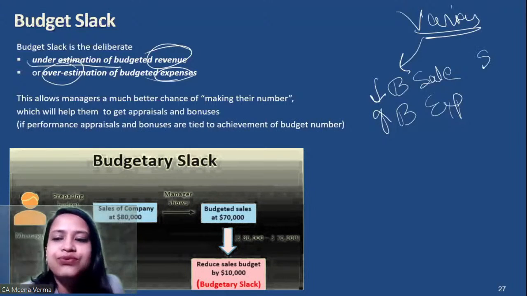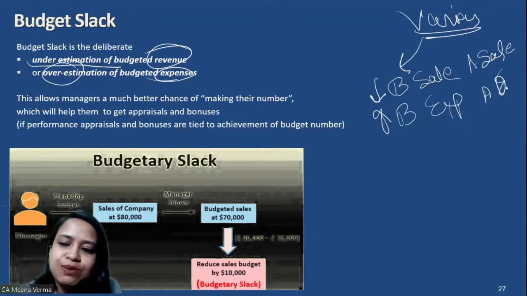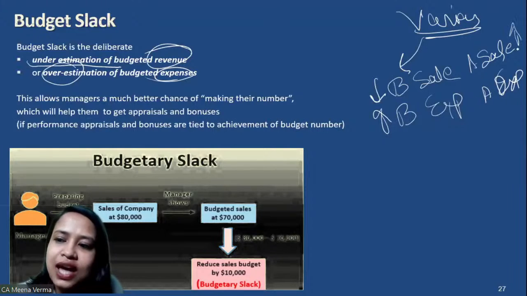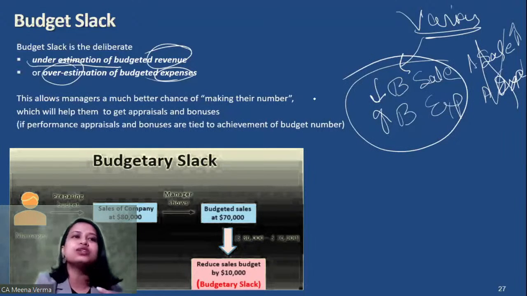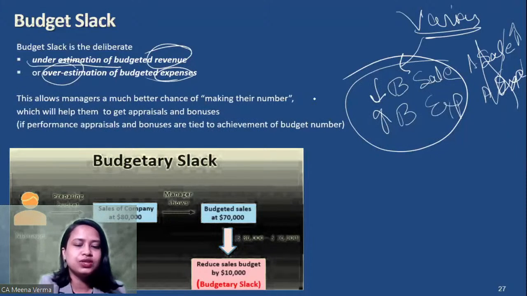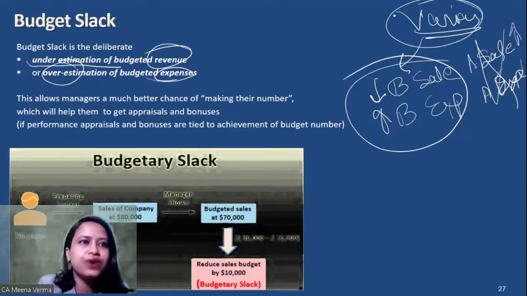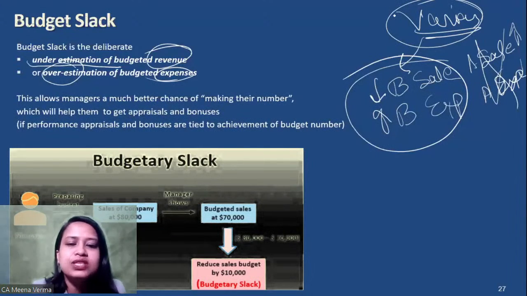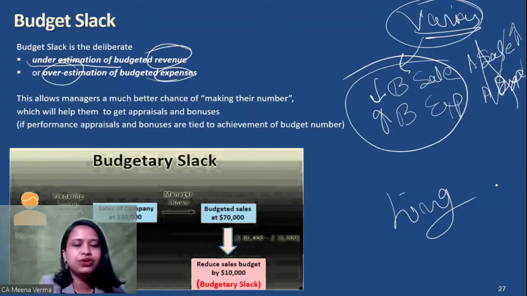Since it is difficult to increase the actual sale and difficult to reduce the actual expenditure, they deliberately reduce the budgeted sale and deliberately increase the budgeted expenditure, because of which budget slack arises in the organization. And why do they do it? In order to improve the variance and their financial performance, to get a high incentive, bonus and high appraisal. They do it deliberately, which is a wrong practice, not a good practice.